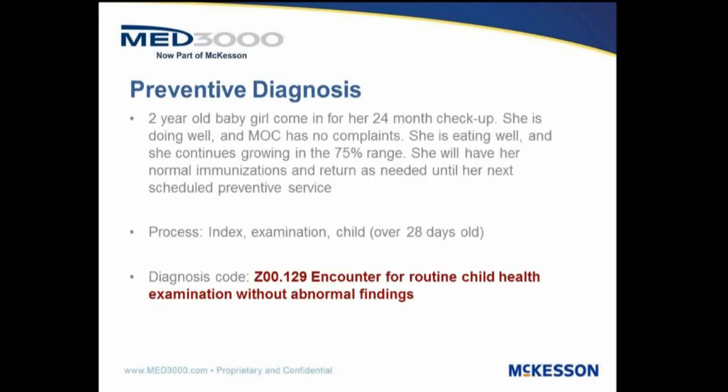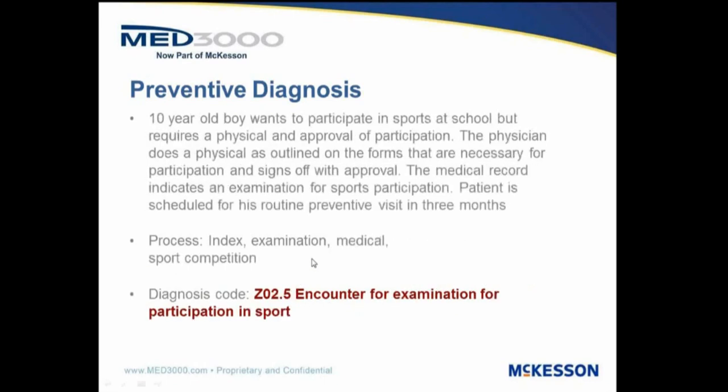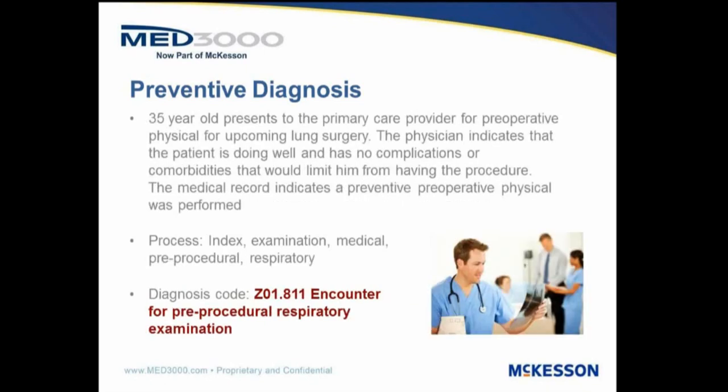We still have our preventative diagnosis codes. So again, when you're having your children come in, this 2-year-old, this is a 24-month checkup, she's doing well, no complaints. Again, you're looking at the index, the type of examination being preventative. The child was over 28 days old. There was no abnormal findings. So it gives you the appropriate code. This is another preventative diagnosis example here. So we gave you a couple of preventative.